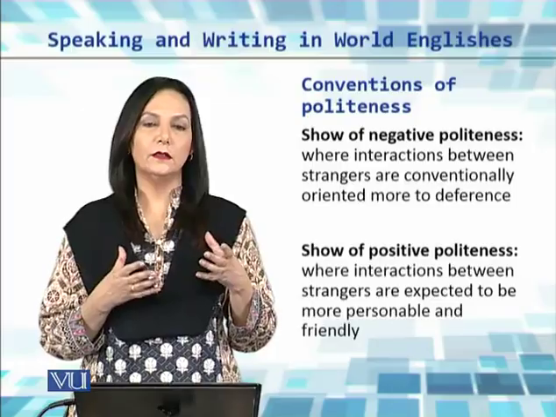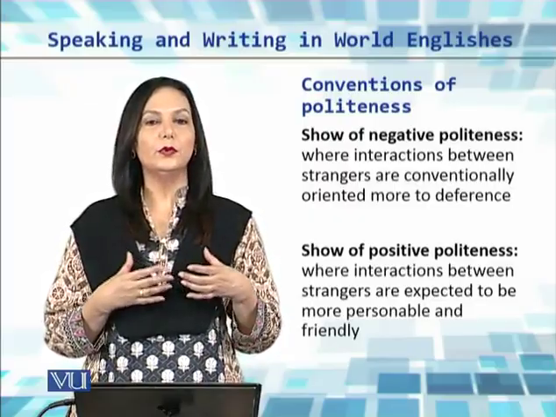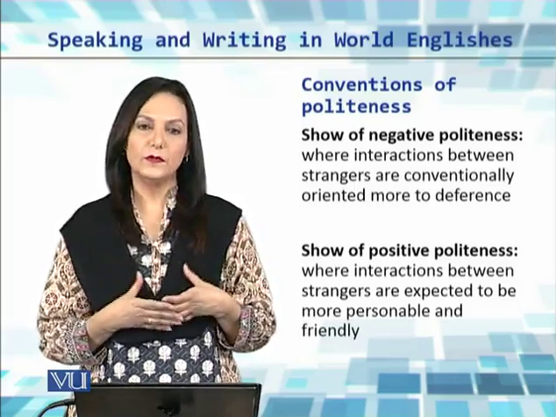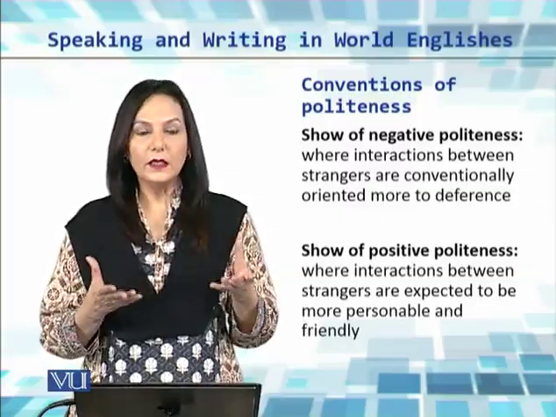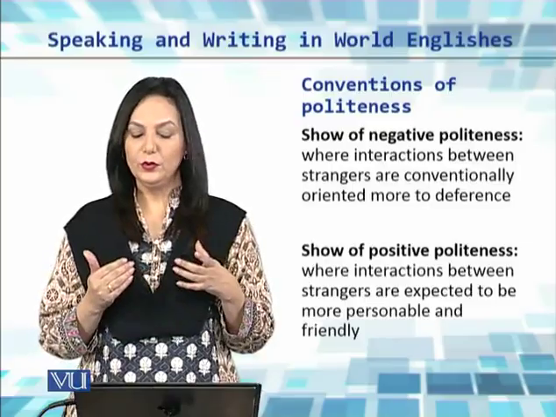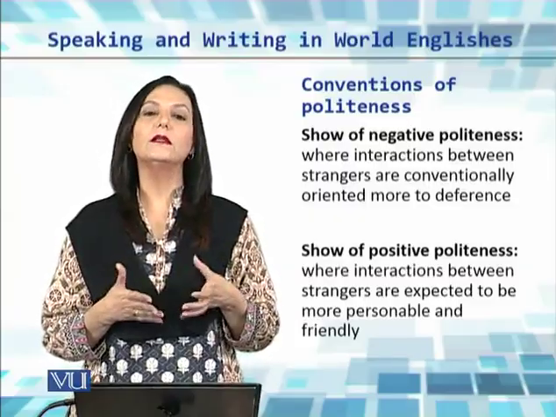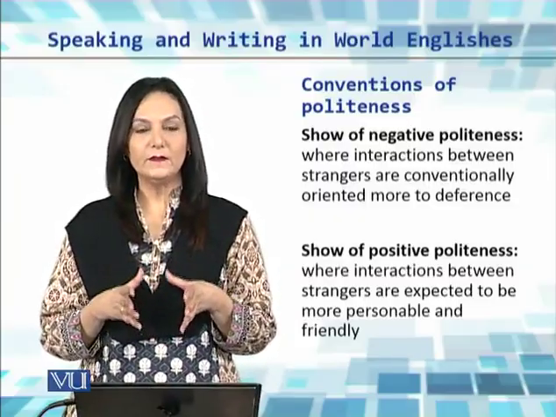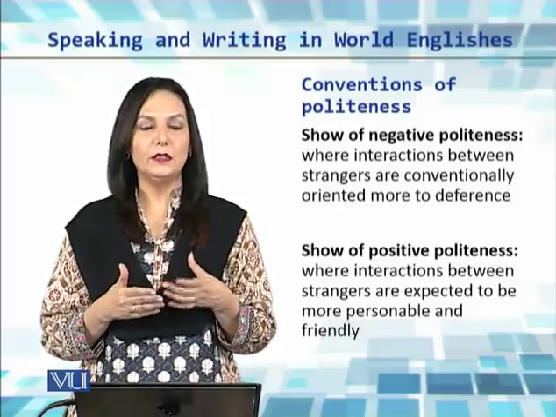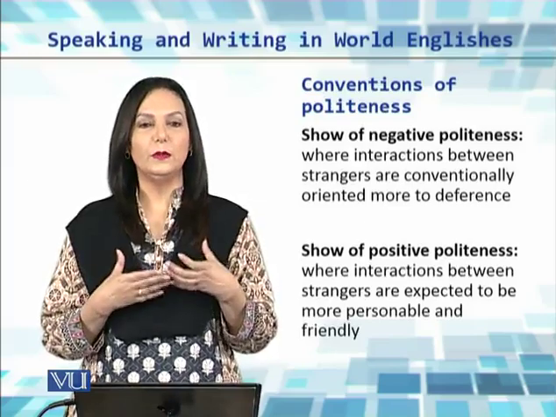Whereas in societies which are oriented towards positive politeness, they would use first names and would also give compliments and use other terms of endearment. For example, honey is a term of endearment which is widely used in American English. But if you add honey when you address somebody in Pakistan using English, the other person will be offended. So negative politeness is oriented more towards deference, keeping a distance with the interlocutor, and positive politeness is oriented more towards this show of closeness and friendliness with your interlocutors.